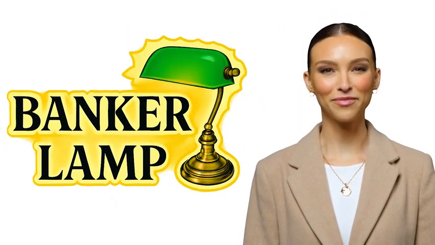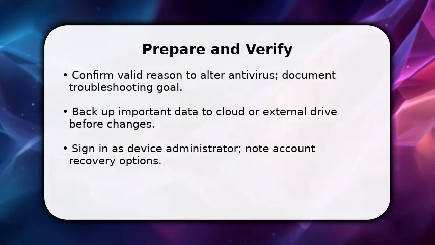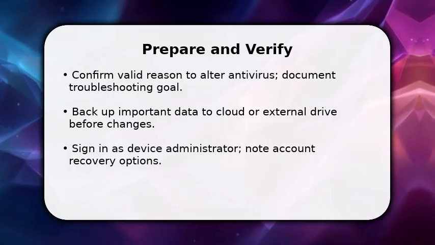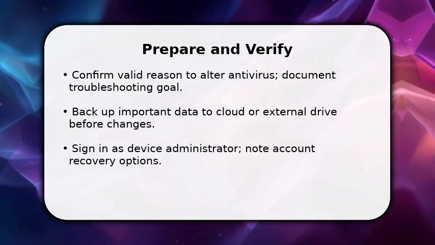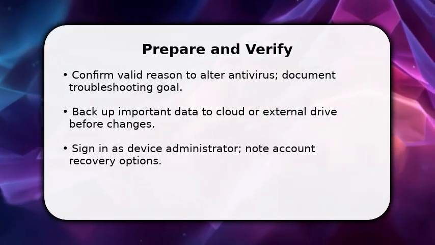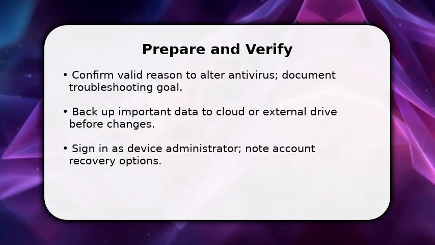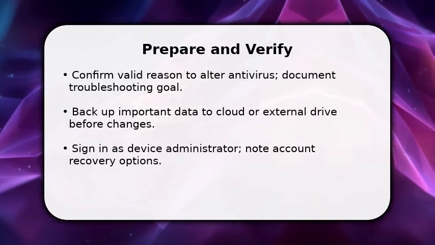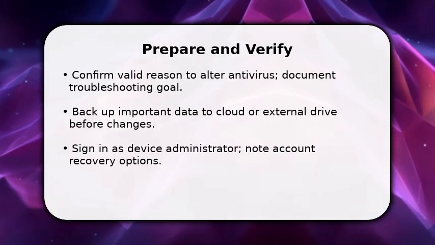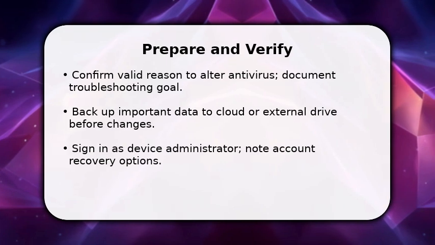Please enjoy the video. You start by being deliberate. Confirm why you must change Google Antivirus behavior: troubleshooting, app testing, or compatibility. Back up your files now because once protections change, risk rises. Make sure you are signed into an administrator account and that recovery options are current. This prevents lockouts. Once ready, gather the device model and OS version so you can consult official guidance. Proceed only with a clear rollback plan and time set aside for verification.